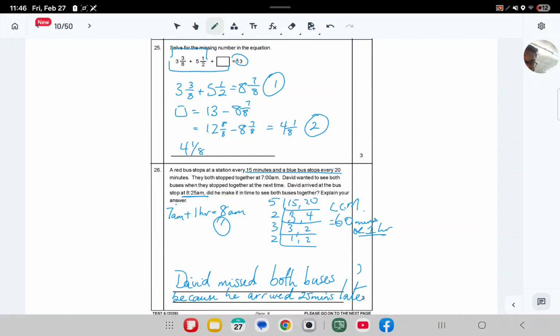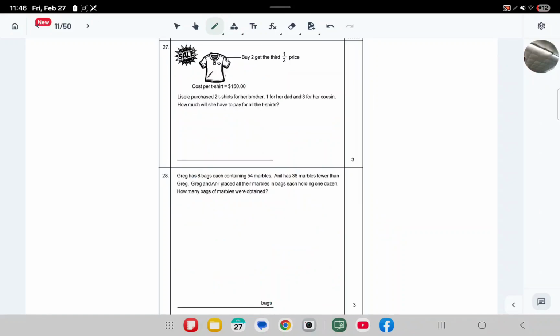Alright, so I got 1 mark by 2 marks. Number 27, buy 2 get the third half price. So the cost per t-shirt is $150. Alright, she purchased 2 t-shirts for her brother, 1 for her dad and 3 for her cousin. How much will she have to pay for all the t-shirts?